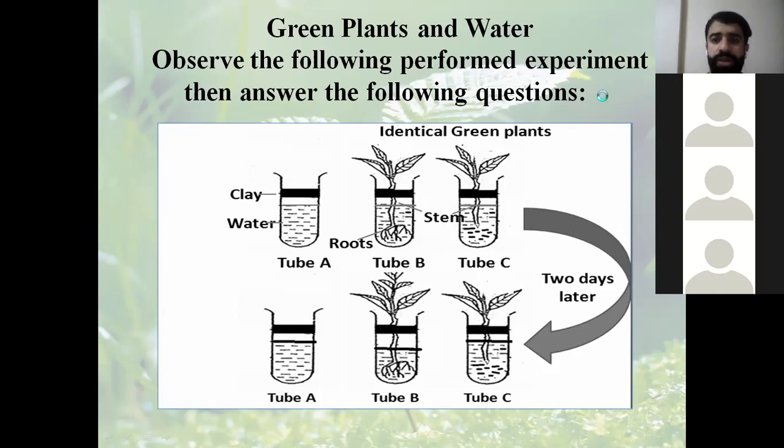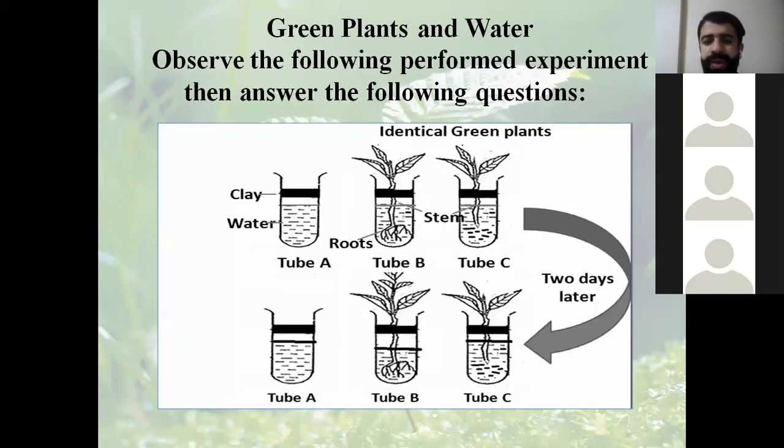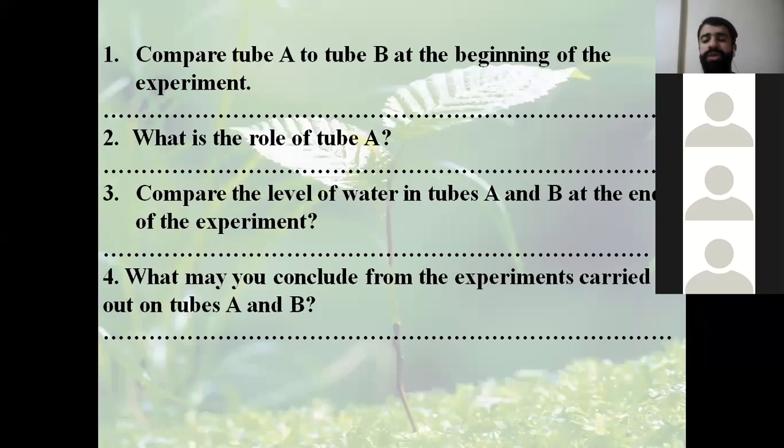So let's move to the questions. They said compare both tube A and tube B at the beginning of the experiment. At the beginning of the experiment, tube A contains no plant, while tube B contains a plant. So this is the difference. What is the role of tube A? As Samir said, tube A is used to compare and explain the different experimental results.